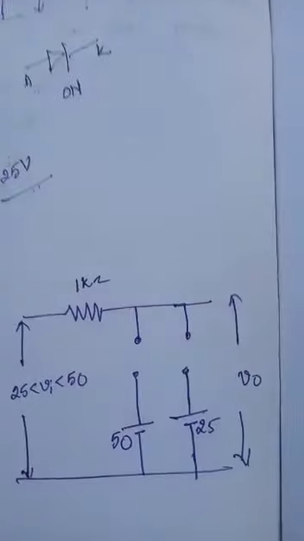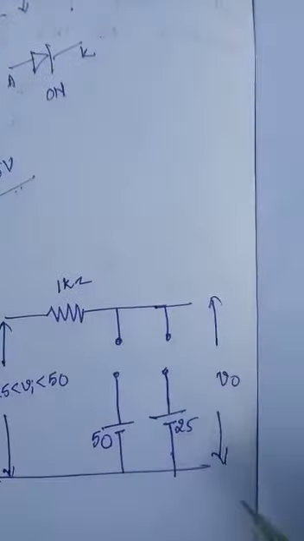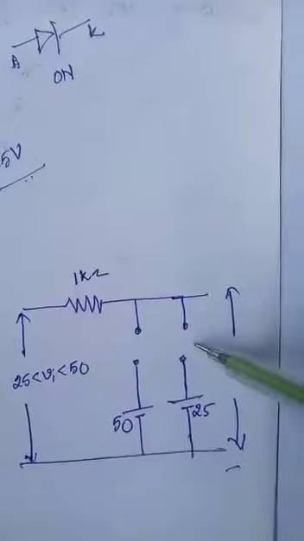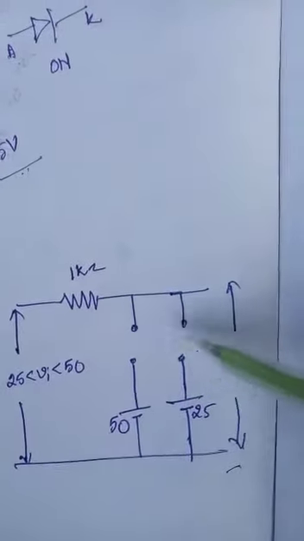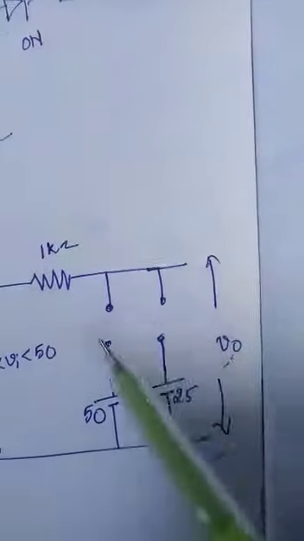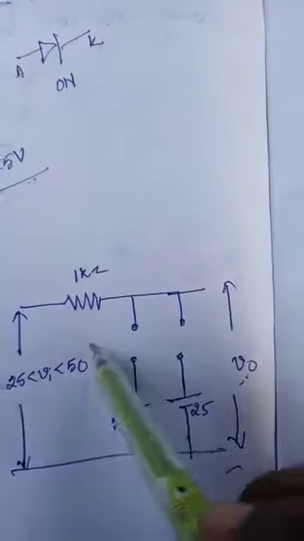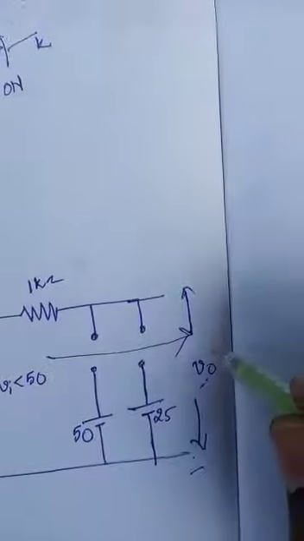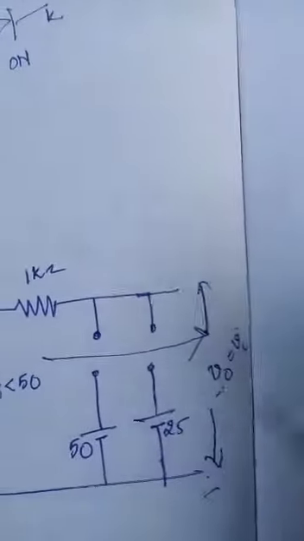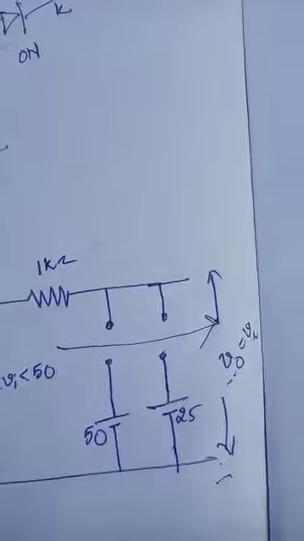So for the condition of 25 less than Vi less than 50, the circuit diagram is shown here. Because the two diodes D1 and D2 are in open circuit, they are acting as open circuits in the circuit diagram. So now what is the output voltage here? Since these two are open circuit, the output voltage is the same as the input voltage. Therefore V0 is equal to Vi under the condition that D1 and D2 are both in off condition.